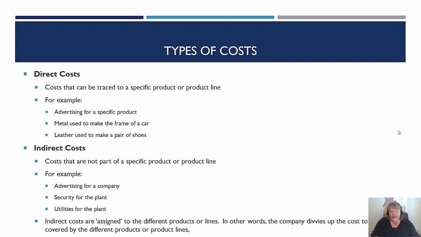So for Apple, they came out with the iPhone 10. Well, they came out with the 8 and 10 at the same time. But if they did an advertisement for Apple, that would be for all of their products. But if they advertised for the iPhone 10, that could be specific. That would be a direct cost of that product.